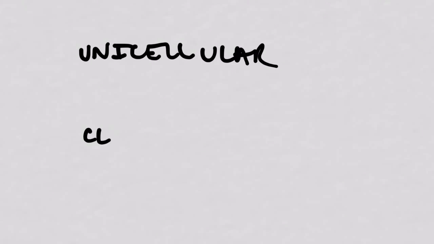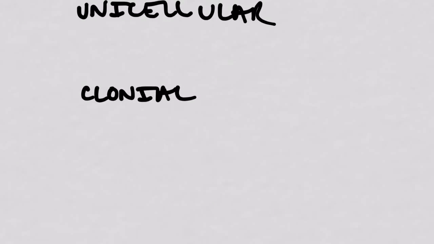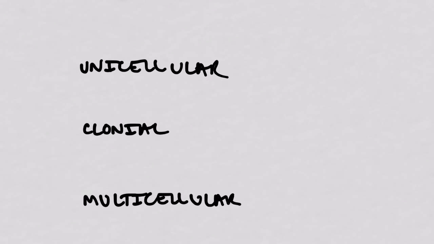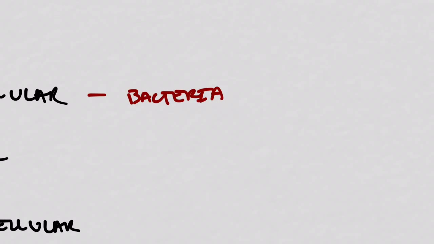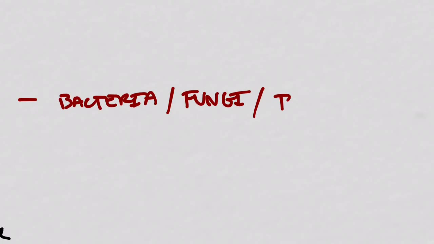The first is unicellular. The second is colonial. And the third is multicellular. Now, examples of unicellular organisms include bacteria, some fungi, and protists.